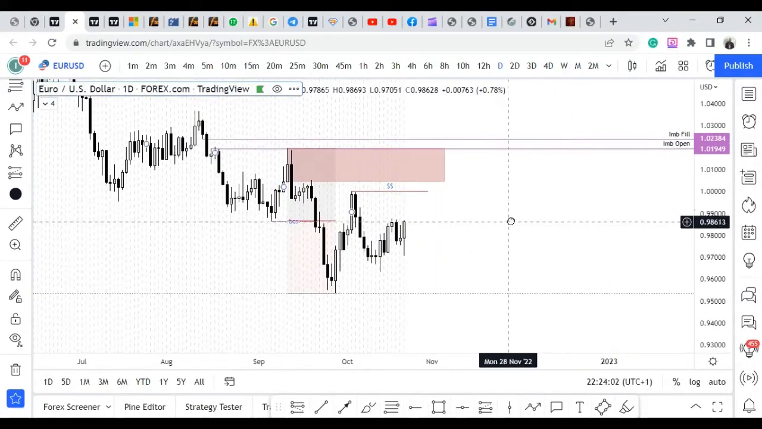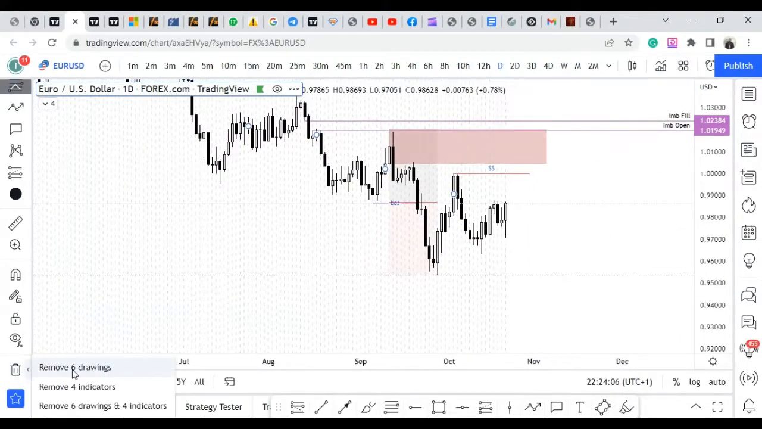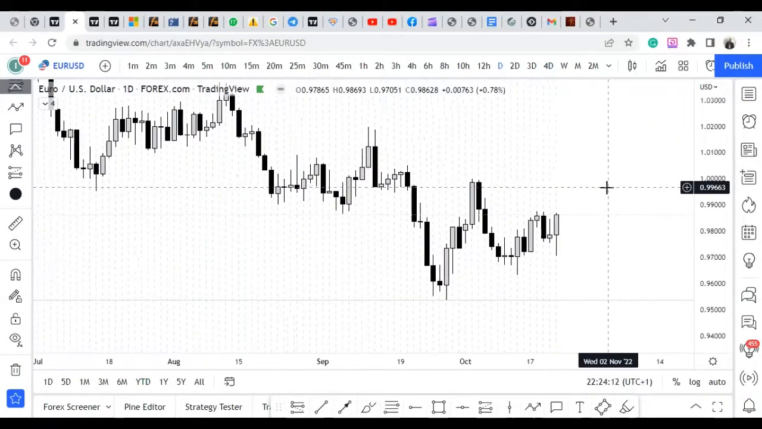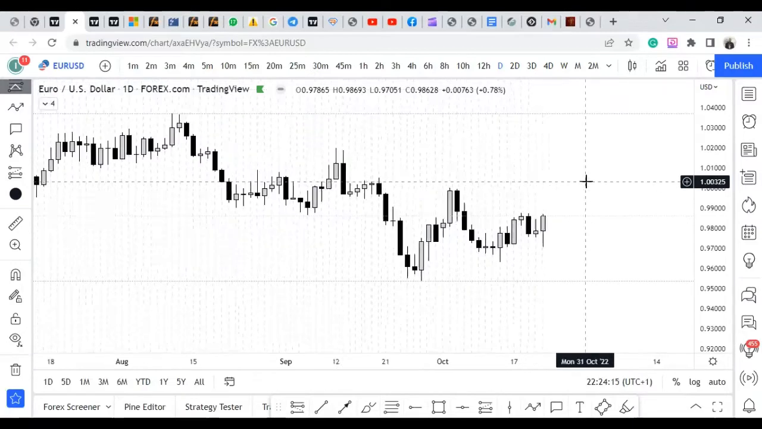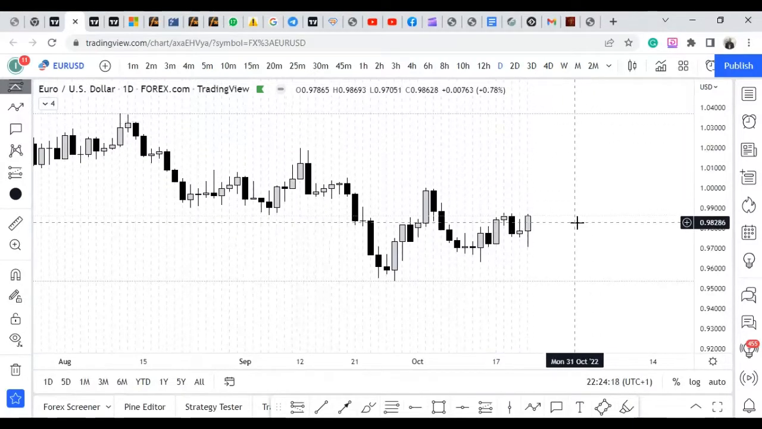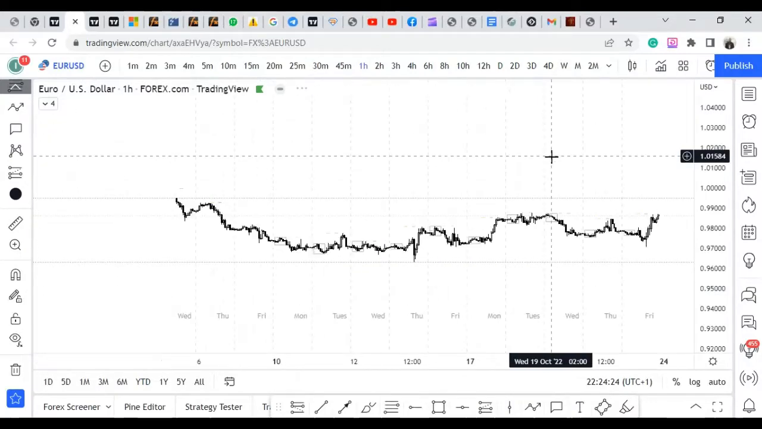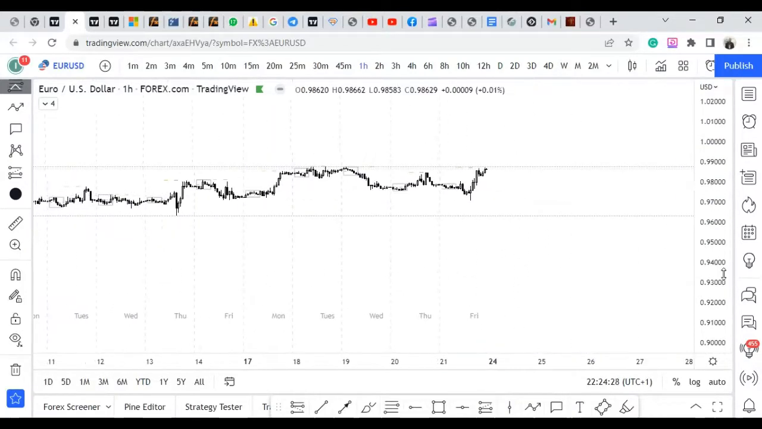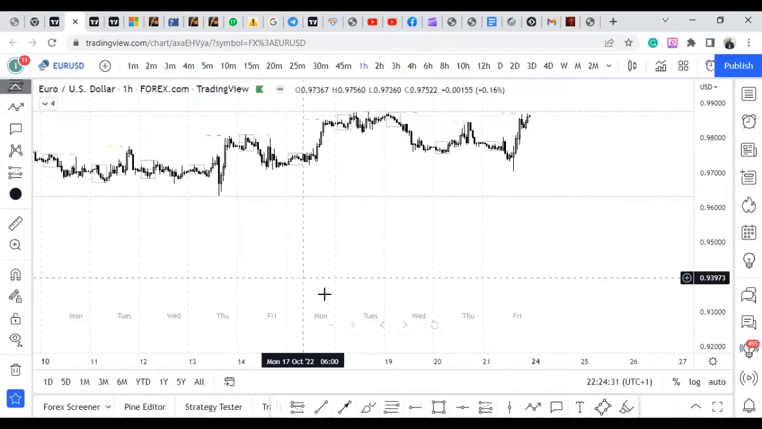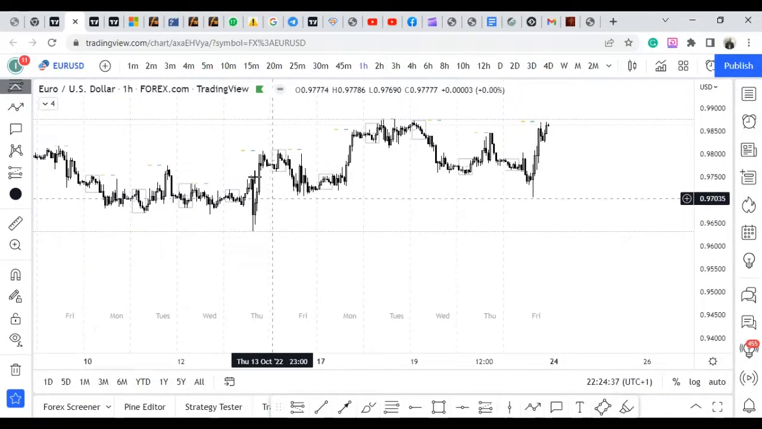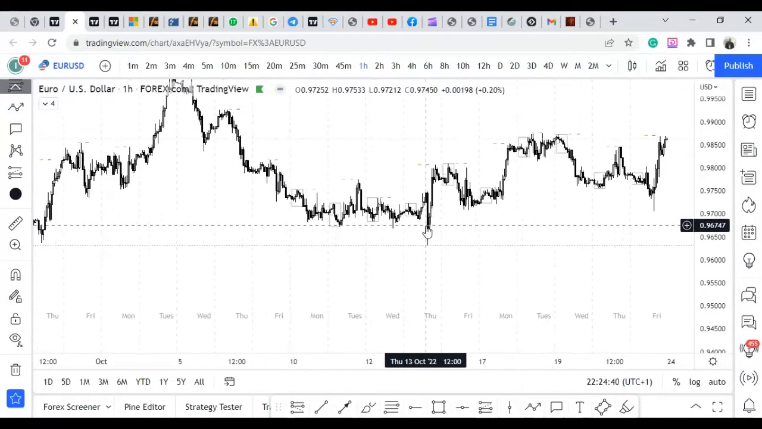Okay, so with that said, we can now switch to the 1 hour time frame, which is a lower time frame, to see how price actually interacted during this week just ended. So now we are on the 1 hour time frame, as you can see. So the week just ended started from Monday's price action. But before then, it's important for us to see something that happened on Thursday.